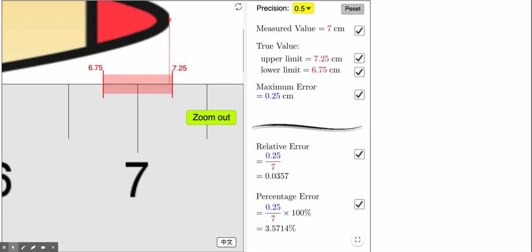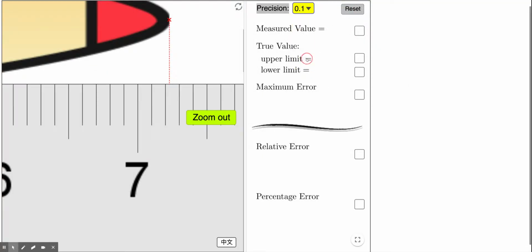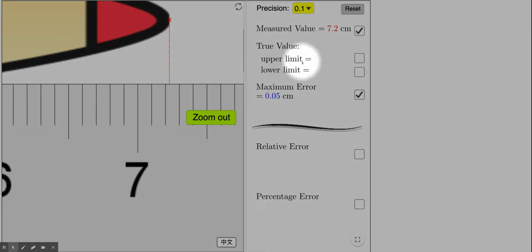Let me show you one more example, for 0.1. This time each interval will be 0.1, so obviously this one will be 7.2. What about the maximum error? This time 0.1 divided by 2, so this is 0.05. The upper limit will be this value plus 0.05, and this value minus 0.05 will be the lower limit.